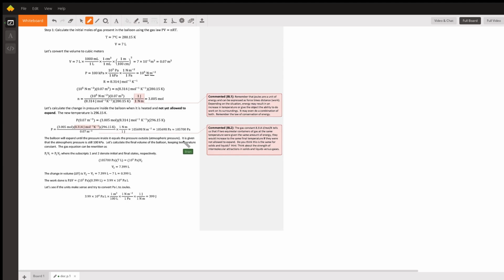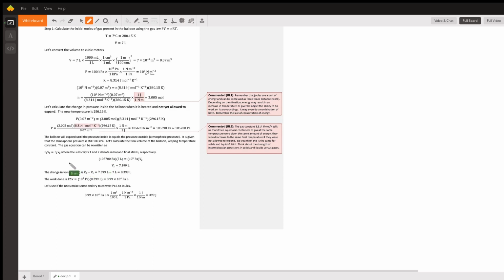Pascal versus kilopascal. Now let's let the balloon expand until the pressure inside equals the atmospheric pressure, 100 kilopascals. And we're going to calculate the final volume of the balloon. The temperature is going to remain constant at 296.15 Kelvin. So the gas law can just be simplified to P1 V1 equals P2 V2. Solving for V2, we get 7.399 liters. So the balloon does expand.